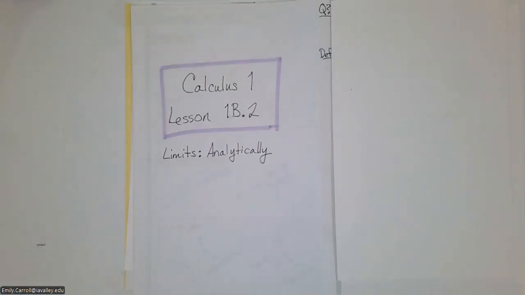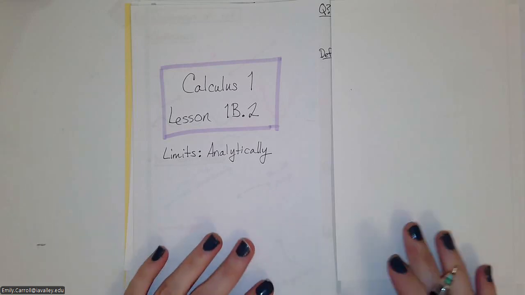Welcome to Calculus 1, Lesson 1B.2, Limits Analytically. So in the last lesson, we talked about ways to either look at the graph or play around with numbers in order to get a sense of where a limit wants to go when an x value can't exactly touch where you're trying to get it to.